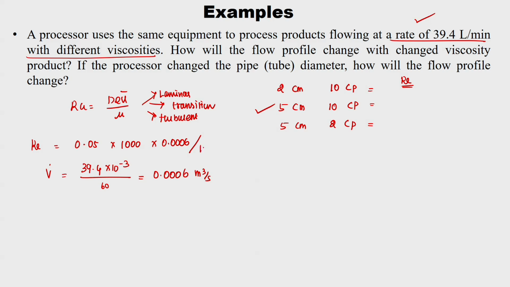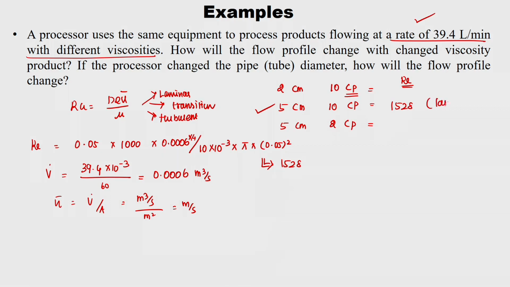So, here my viscosity is 10 Cp. So, 10 into 10 to the power of minus 3. Cp is nothing but centipoise, which is nothing but 10 to the power of minus 3 kg per meter second. Then I am supposed to divide by area to get velocity. Velocity is nothing but volumetric flow rate upon area, which is meter cube per second upon meter squared, which is meter per second. So, I am supposed to calculate the area as well, pi into 0.05 whole square by 4. So, the Reynolds number I get is around 1528, which is in the laminar region.